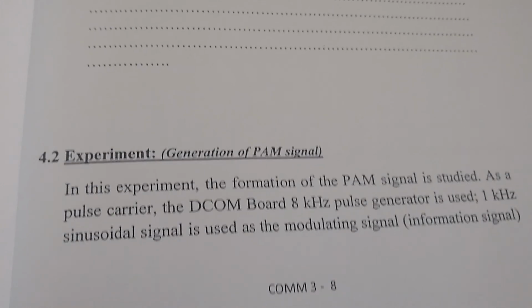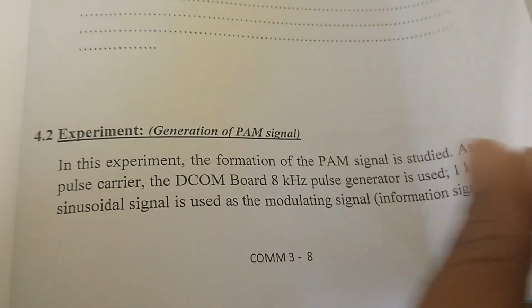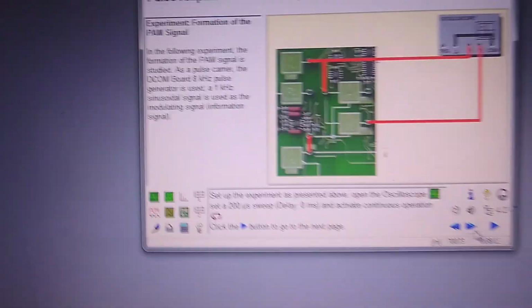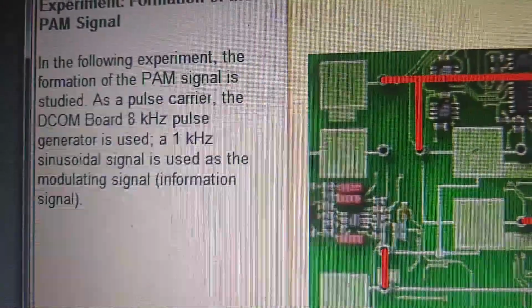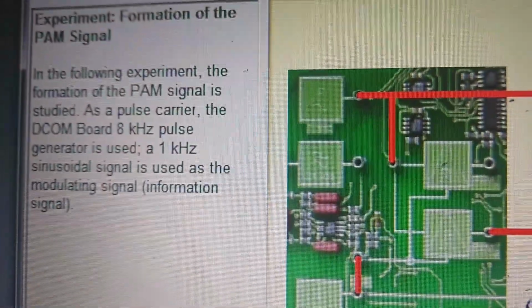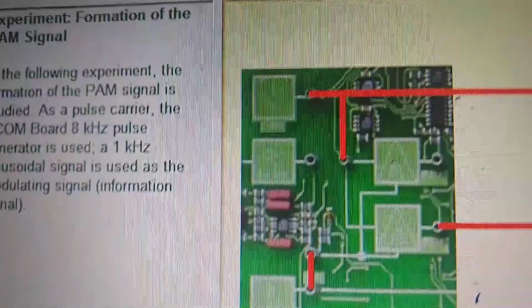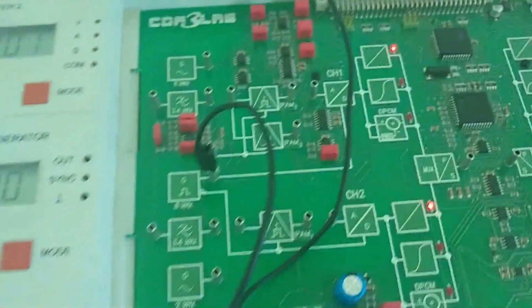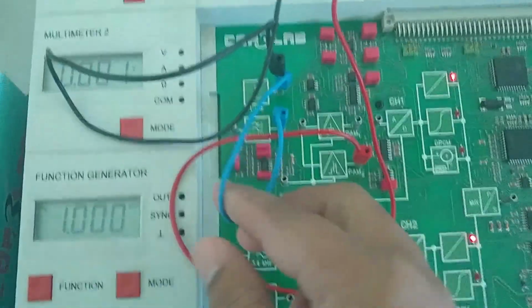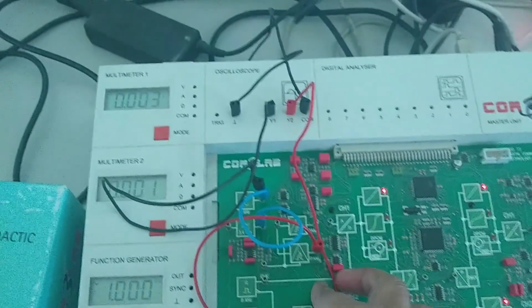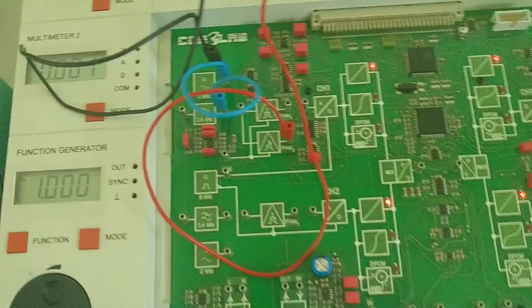Now the next part is generation of PAM signal. Let us see the circuit diagram for it. So how we connect it, from 1 kilohertz. This is sine, and this is 3.4 kilohertz. Let us make the connection here. So here I have connected this. This is the circuit diagram. According to the circuit diagram, I have connected the circuit. So let us now follow the procedure.